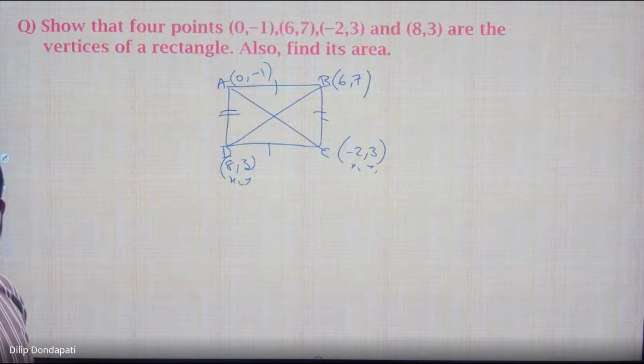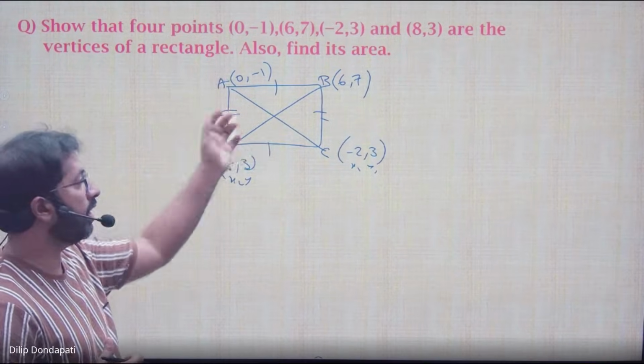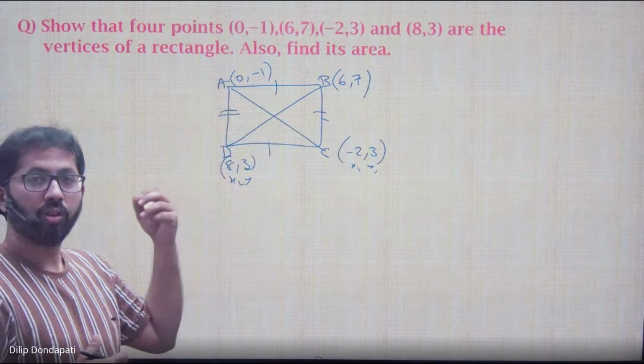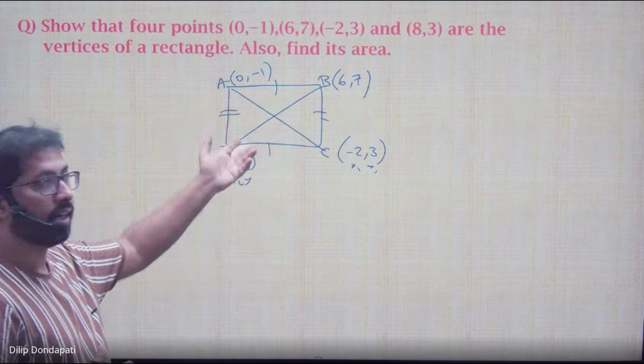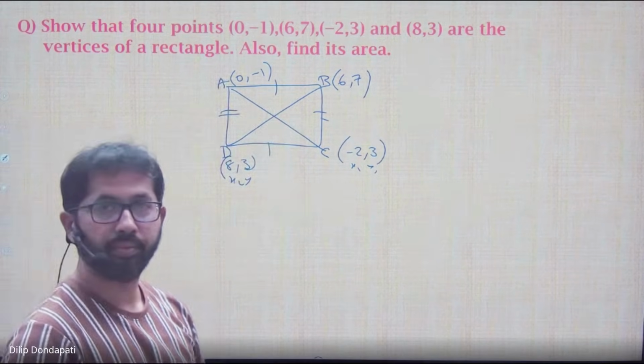Sir, we have to find the distance of the diagonals AC and BD only? AC and BD, yes. Okay. Because if the opposite sides are equal, we can say it is a parallelogram also, right? Only if the diagonals are equal is it a rectangle. Not equal means parallelogram.